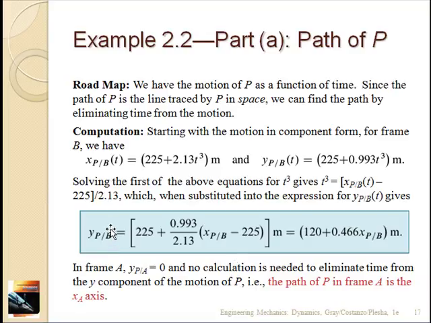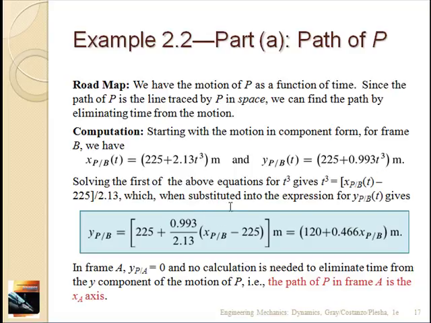In the other frame, we know xp in B, the x coordinate in the B frame as a function of time, and the y coordinate in the B frame as a function of time. To get the path, you just eliminate the time and get y as a function of x, which, as we'll see, is a straight line in the B coordinate system. We just solve one of these for t, substitute into the other one, eliminate t, and we have y as a function of x.